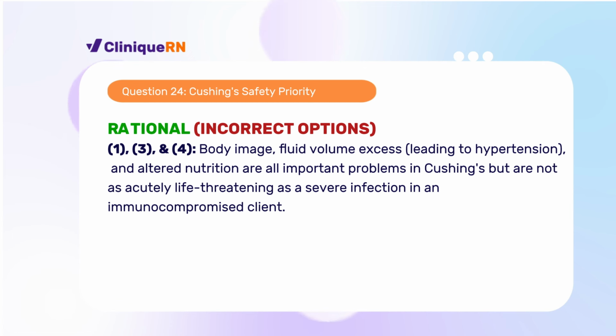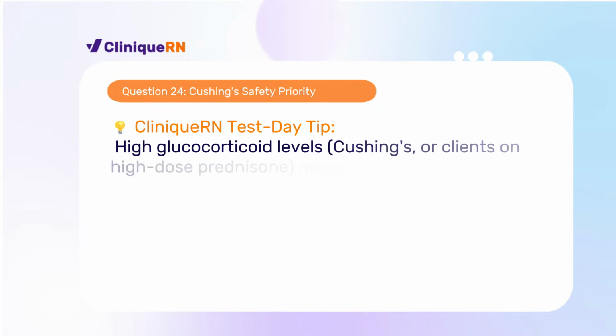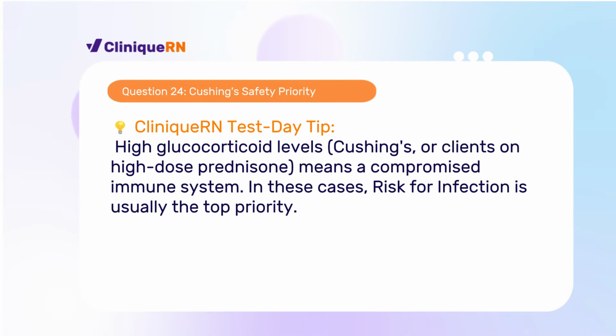Incorrect options. 1, 3, and 4. Body image, fluid volume excess, leading to hypertension, and altered nutrition are all important problems in Cushing's, but are not as acutely life-threatening as a severe infection in an immunocompromised client. Clinique RN test day tip. High glucocorticoid levels, Cushing's, or clients on high-dose prednisone, mean a compromised immune system. In these cases, risk for infection is usually the top priority.